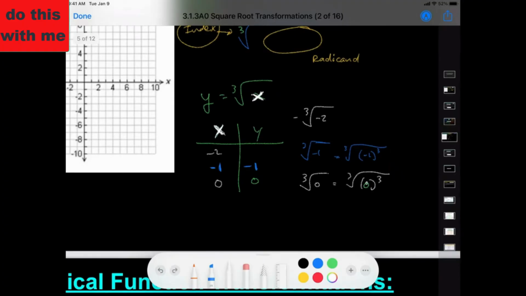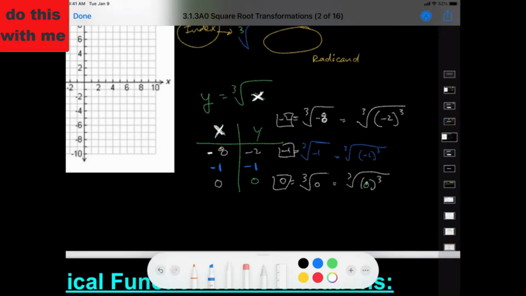take that back. If I put in -8, that's what I was supposed to write, -8. This would be -2 to the 3rd power, right? So -2 times -2 times -2 would be -8. So this would give us a -2. This would give us a -1. This would give us a 0.